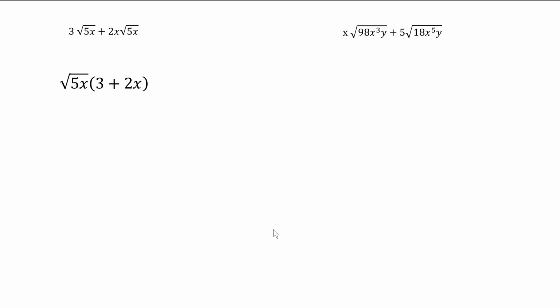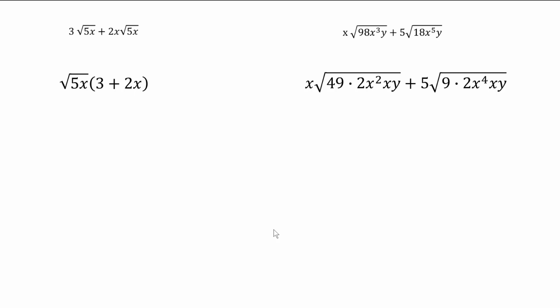Okay, so on this one, you can start out by looking at what's inside the square root sign. You can see 98 has a perfect square factor of 49. 49 times 2 is 98. So we can factor that. And then x cubed has a perfect square because it's x squared times x. And then y does not have a perfect square, so it's just sitting there.